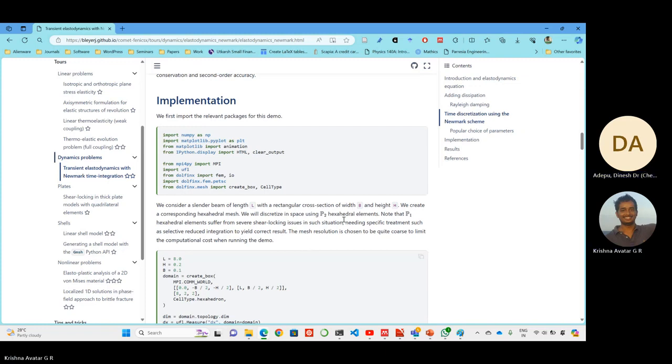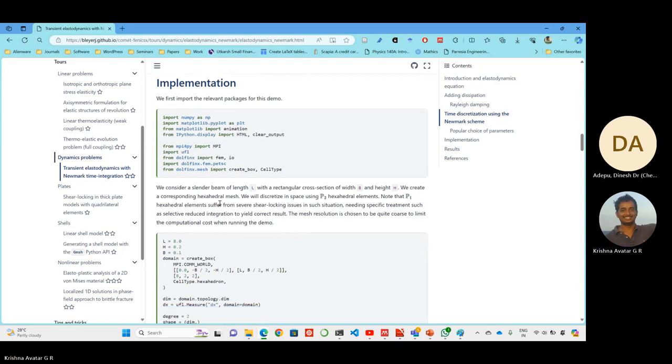Once we do this, then in Dolphin, FEM is for constructing everything: function space, creating functions, setting up the solver. It will all be contained in the FEM class. IO is for handling input output, which is writing files and so on. Mesh contains all the mesh resources like create box, cell type, and other aspects of meshing.